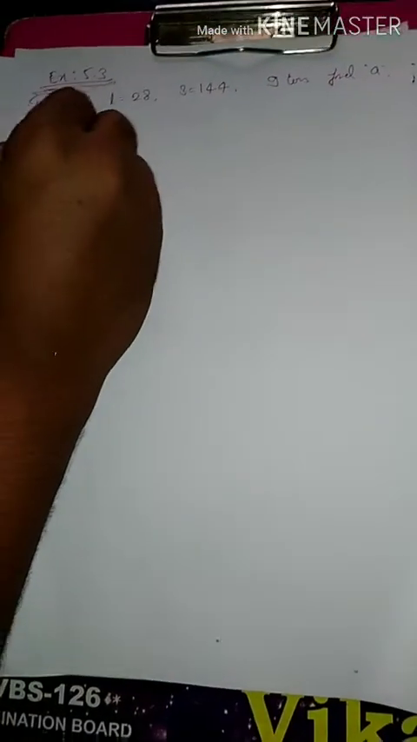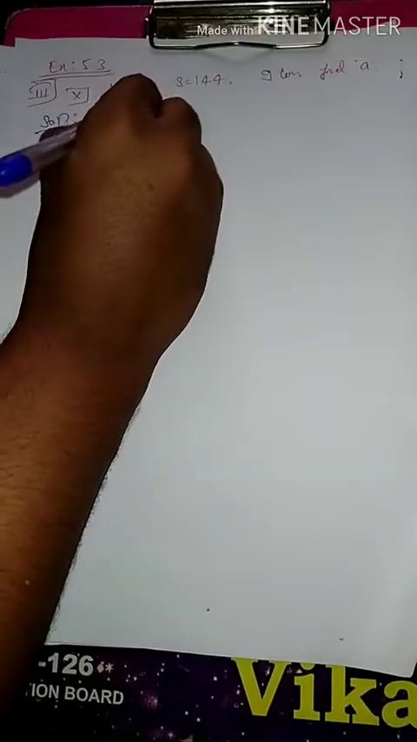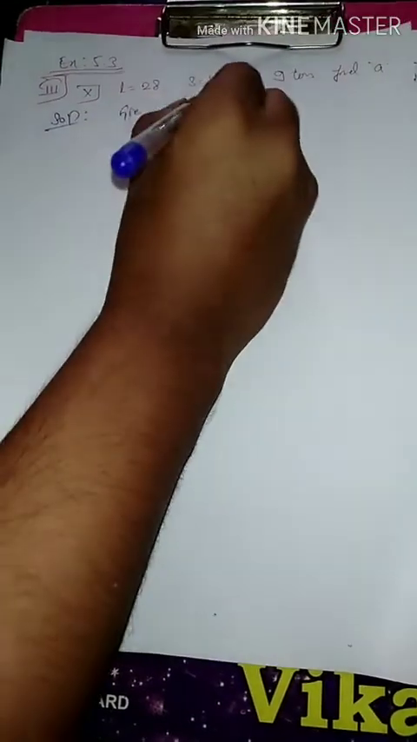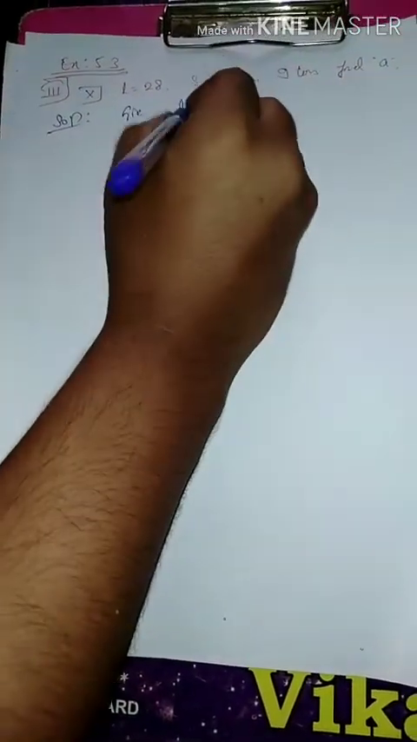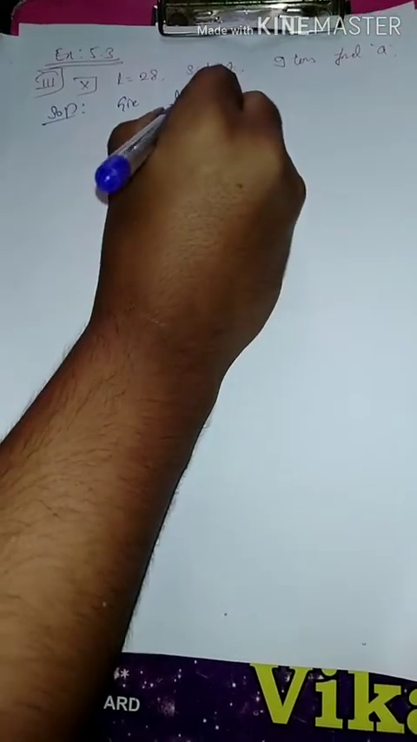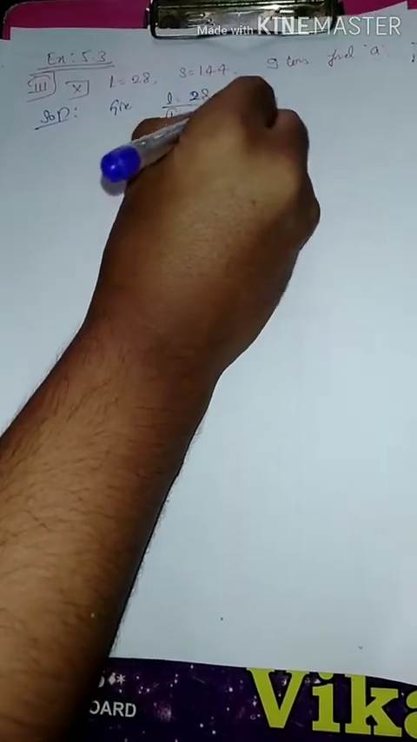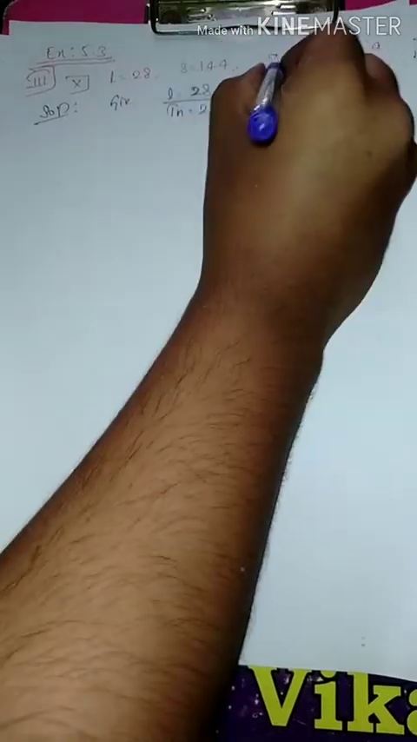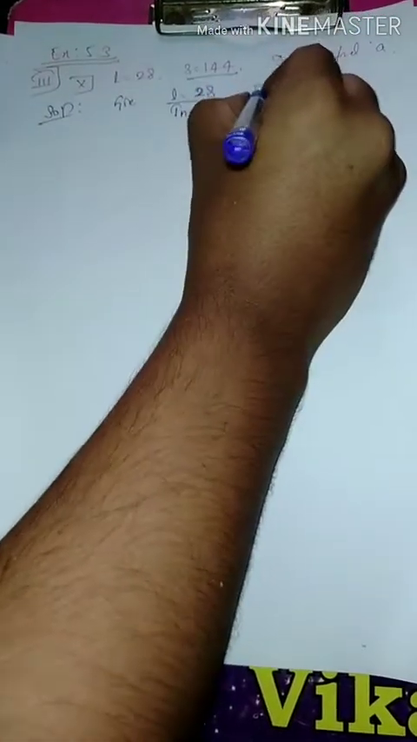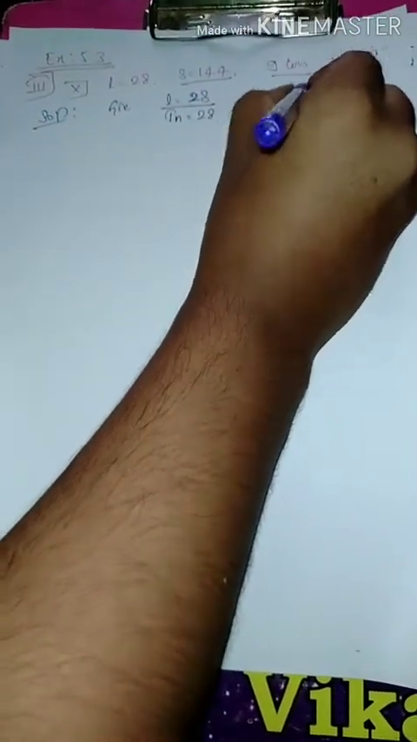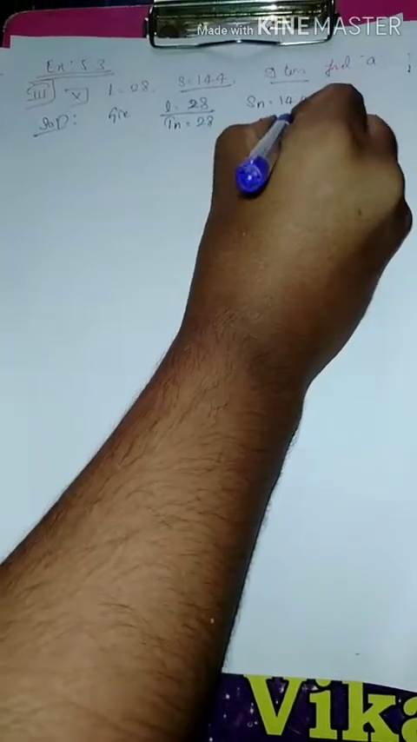Solution. Given that l is equal to 28. l means what? The last term of an AP is equal to 28. The last term is nothing but Tn is equal to 28. And the sum of 9 terms of an AP is 144. So Sn is equal to 144. And here n is equal to 9.